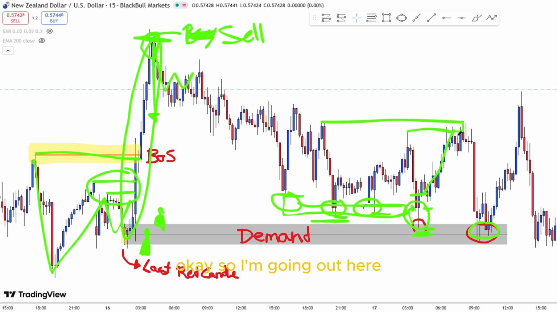So I'm going out here, made a nice profit, and guys, what I do a lot of the time, when the price comes up, maybe let's say 50% of my initial take profit level, I just put my stop loss to break even.